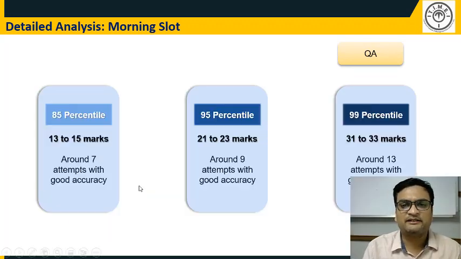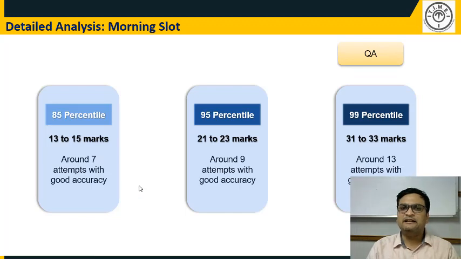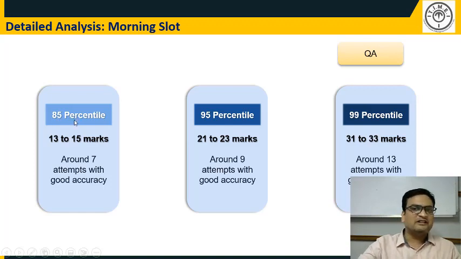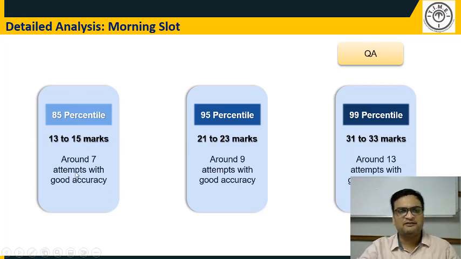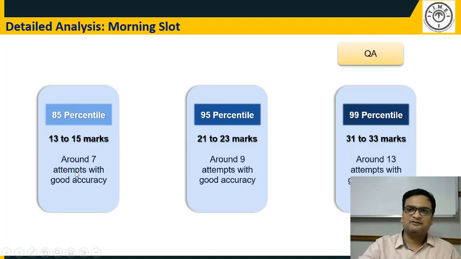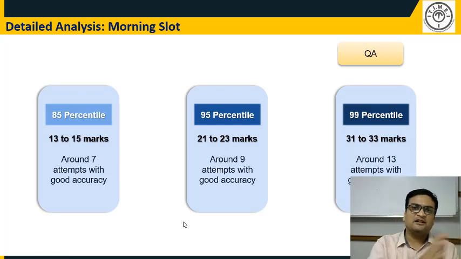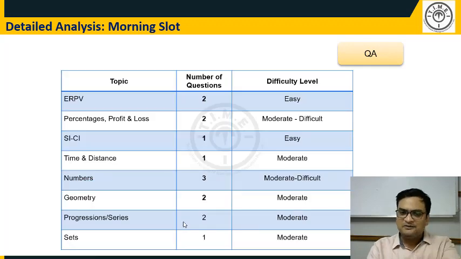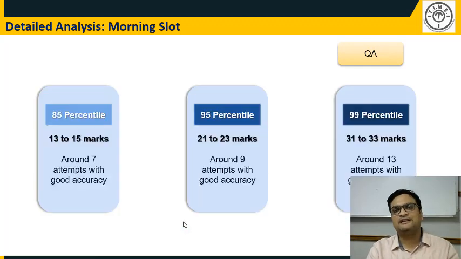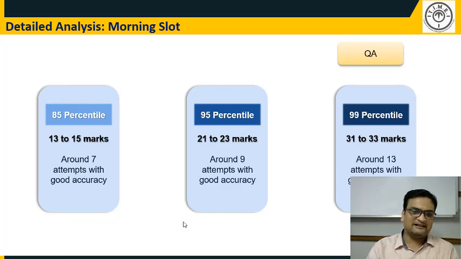Let us look at the percentile and the score requirements for different levels. For the quant section, the 85 percentile cutoff would be achieved at around 13 to 15 marks. This would require around 7 attempts with good accuracy. So 7 to 8 attempts with good accuracy should do the magic of clearing the cutoff, even for those students who are not so good with quant. And we already saw that there are around 7-8 questions that you can find of easy and moderate level difficulty, in slot one at least.